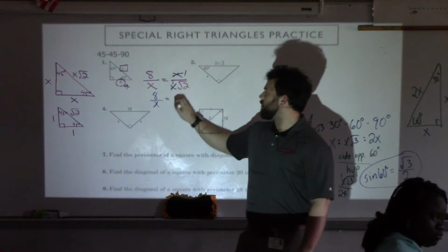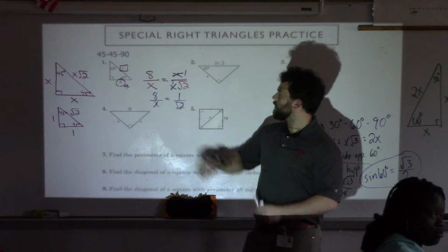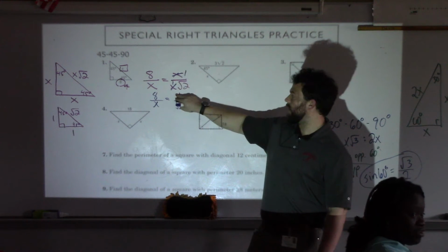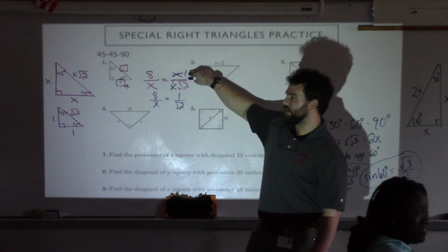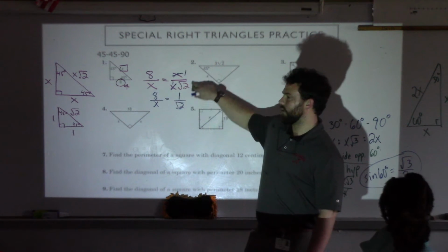x divided by x equals 1 divided by square root of 2. Remember, x divided by x is left as a 1. What am I left with here? Square root of 2, okay?